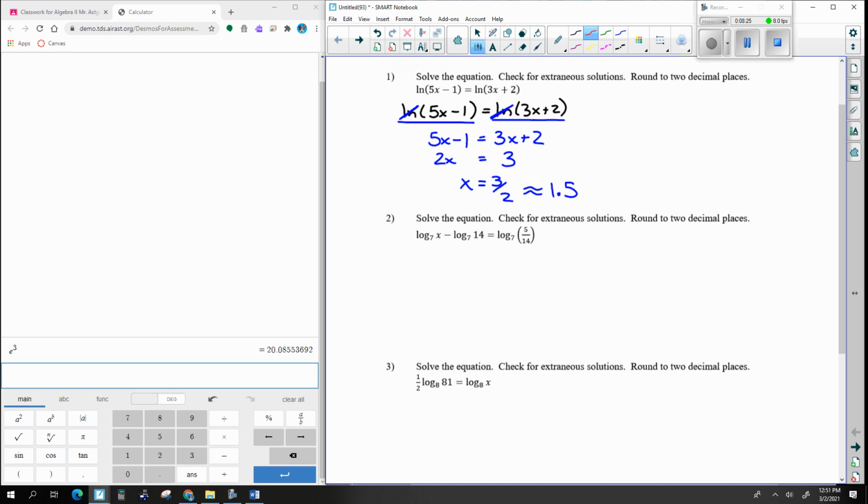Okay, here I have logs on both sides, but notice how that left-hand side is not a singular log all in. So what I need to do is some of my tricks to make that happen. I see that this is a subtraction, so that is the same thing as saying a division.